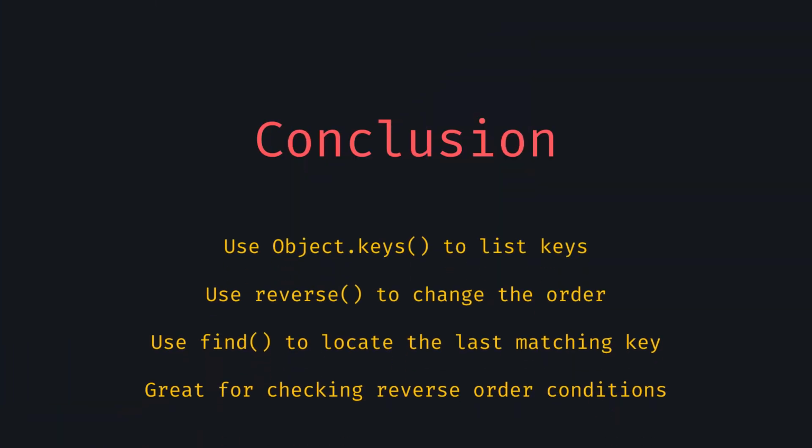And that wraps up our lesson on finding the last matching key in an object. Using reverse and find together makes this process super simple. Now you can apply this pattern to many object handling problems in your code. Happy coding, and keep practicing those JavaScript skills.